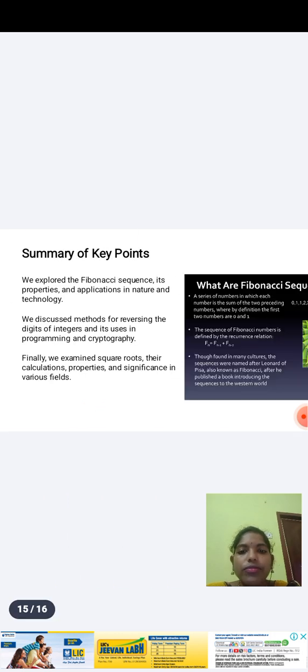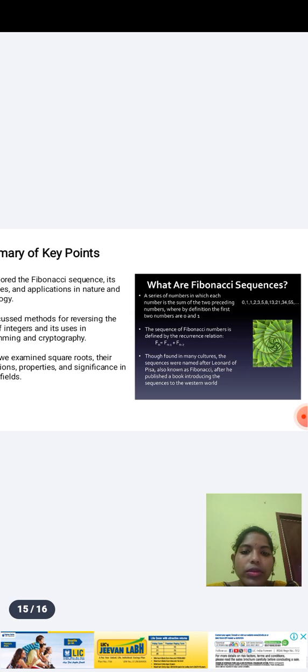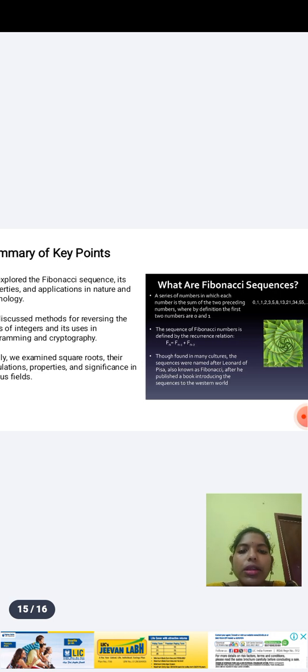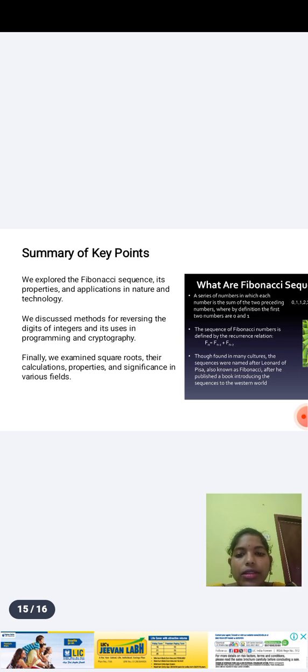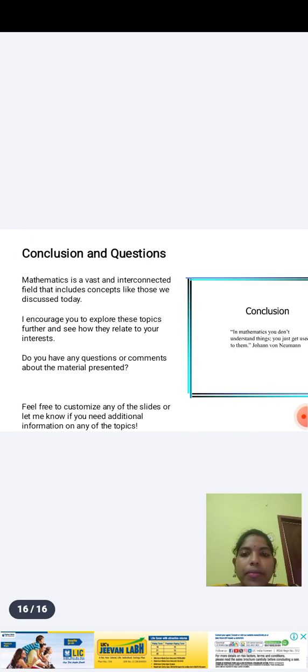Next, summary of key points. This summary of key points covers the Fibonacci sequence and the formulas that we are applying. Finally, we examined square roots, their calculation, properties and significance in various fields. The conclusion is that it is mostly used in mathematics, in a vast interaction with concepts like those we discussed today.